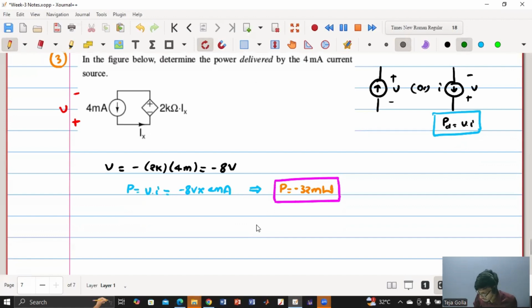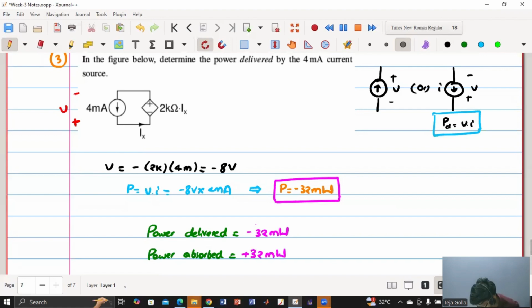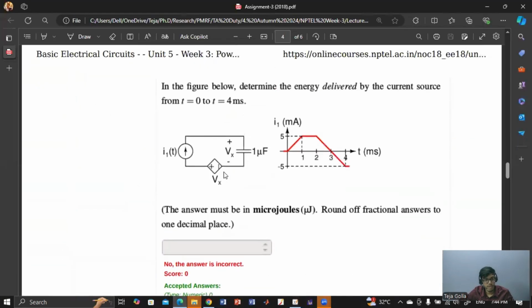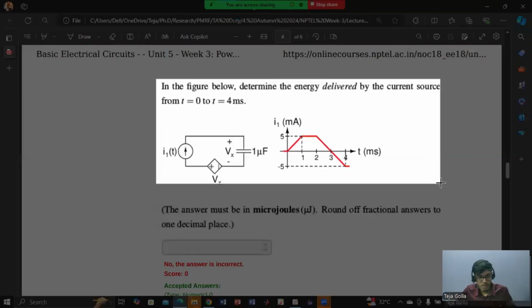So let me also write that, which is very crucial. Power delivered and power absorbed: power delivered is minus 32 milliwatt, and power absorbed is plus 32 milliwatt. So is this question clear, or any doubts until this question? Yes, sir. Clear. Okay, then we'll solve one very tricky question which seems difficult, but it is not.